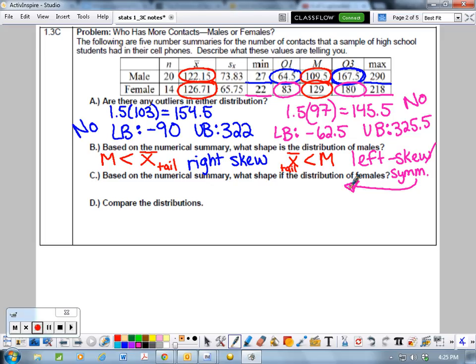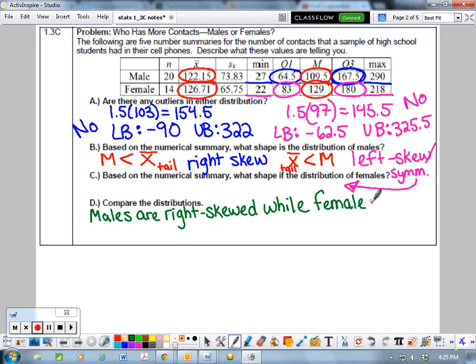Okay. Now we're going to compare the distributions. When we're comparing, we're always using comparison terms. So when we're looking at the shapes, males are right skewed, while, which gives us a little bit of a comparison word, females are, and this is kind of a judgment call. You could call it left skewed, or you could say symmetrical. I'm going to put slightly left skewed.